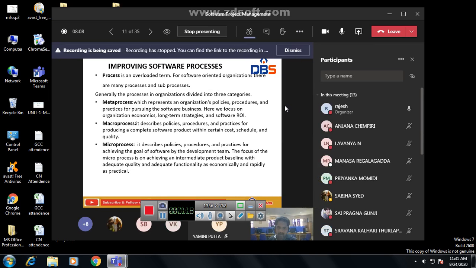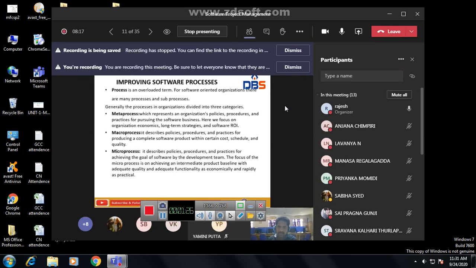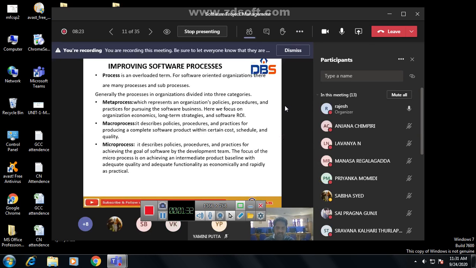So the meta process represents an organization's policies, procedures and practices for pursuing the software business. However, we focus on organization economics, long-term strategies and software ROI. That is, the meta process represents the organization's policies, procedures and practices for pursuing the software business. Here we focus only on organizational economics, long-term strategies and ROI, return on investment. So we focus on these.